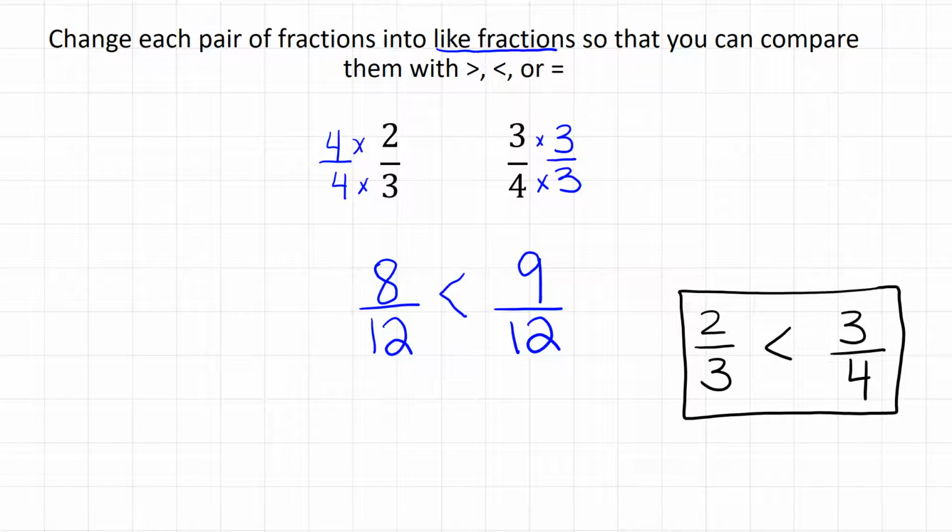So what we had to do was get a common denominator, and all we did was multiply the two denominators of the fractions together, and then whatever we did to one denominator, we did to the numerator of that one, and so forth to get our like fractions. Okay, let's do a couple more examples.